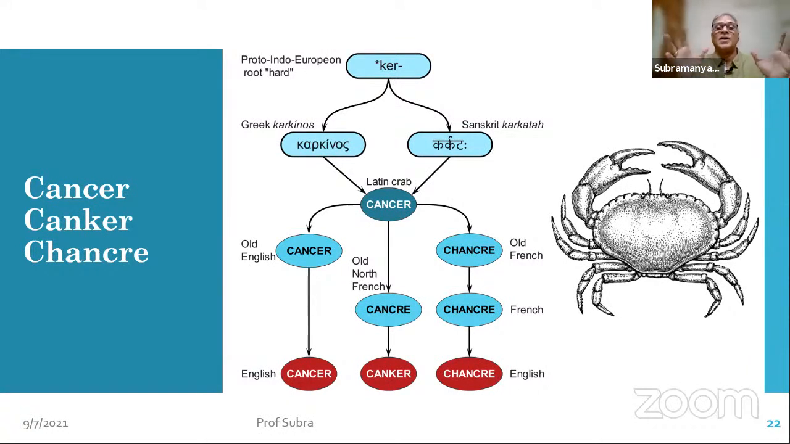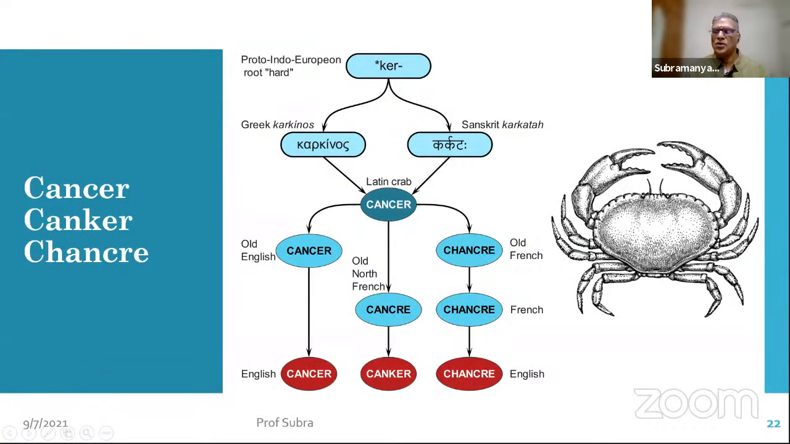When he looked at the lesion, it resembled a crab. So that's why he used the word karkinos. And that has given rise to the Latin word cancer, meaning crab. And this has given rise to the English word cancer. In Old North French, it became canker, and the Old French word used is chancre.